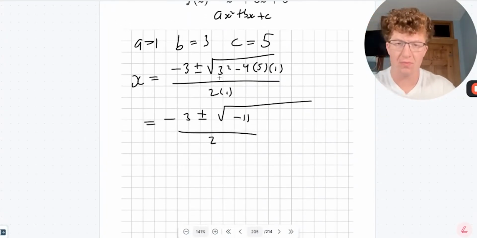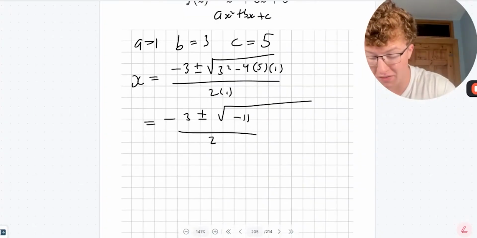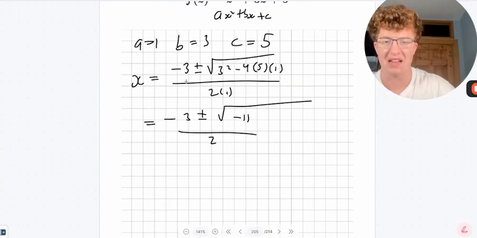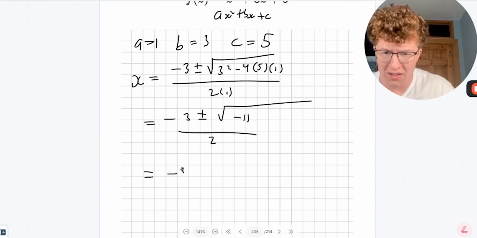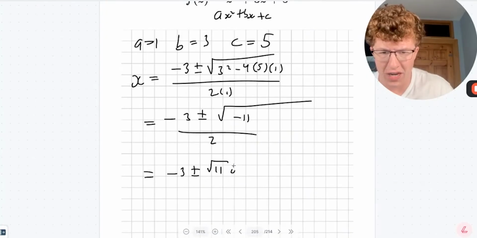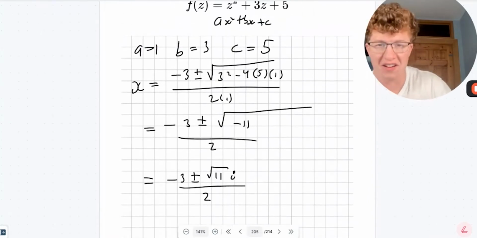So that's right, isn't it? 3 squared minus 4 times 5. Yeah, minus 11. So then we can write that as minus 3 plus or minus the square root of 11 times i over 2. So, actually I said x here. It should be z. You know, same thing. It's just a z instead of an x, but same principle.